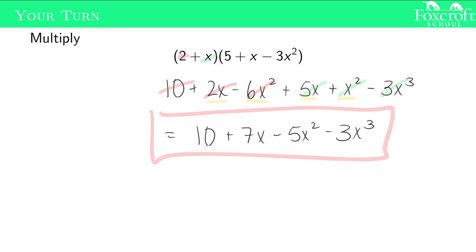Again, as long as you remember to multiply everything in one by everything in the other, then you get all the terms you need. And it's combining like terms. And make sure you combine like terms for your final answer. That's something I'll be looking for on the skill checks.